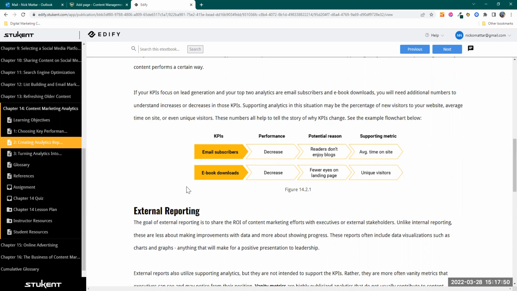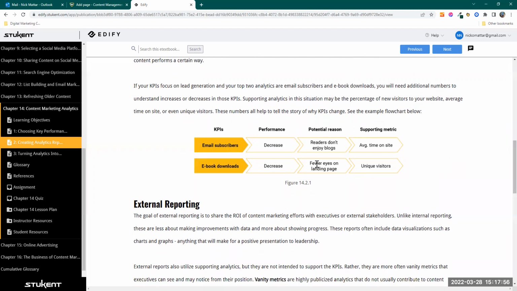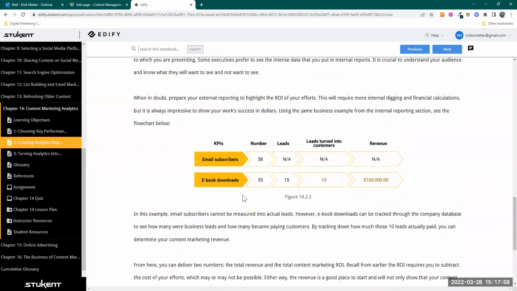I'm not going to go into a ton of detail on this part, just because if there's one part of this section that I'm not going to dig into, it's this. Email subscribers and ebook downloads also are used in the second section.